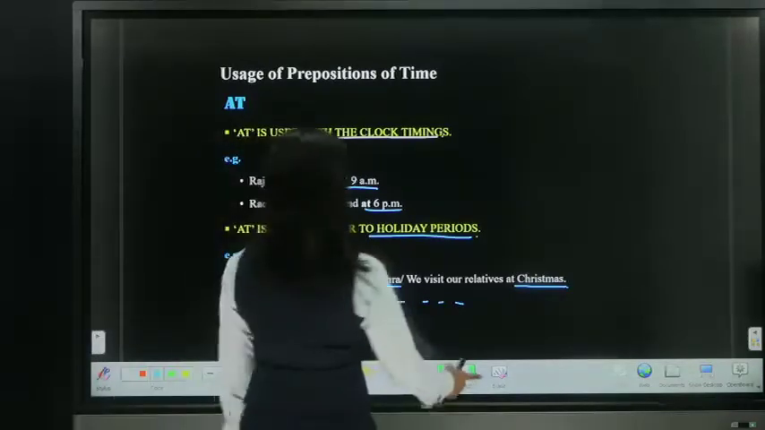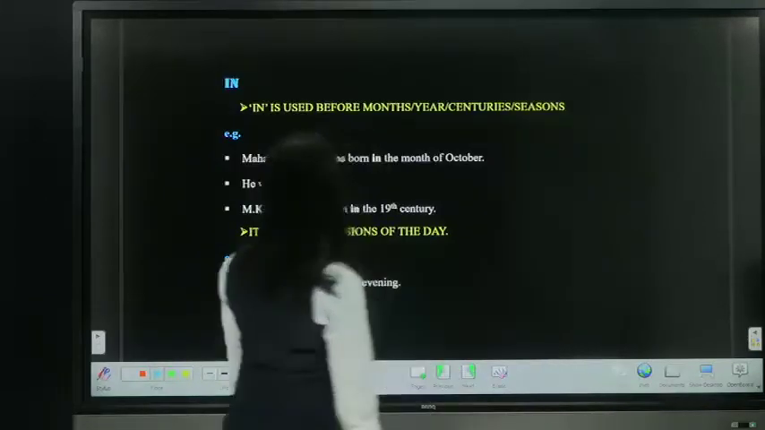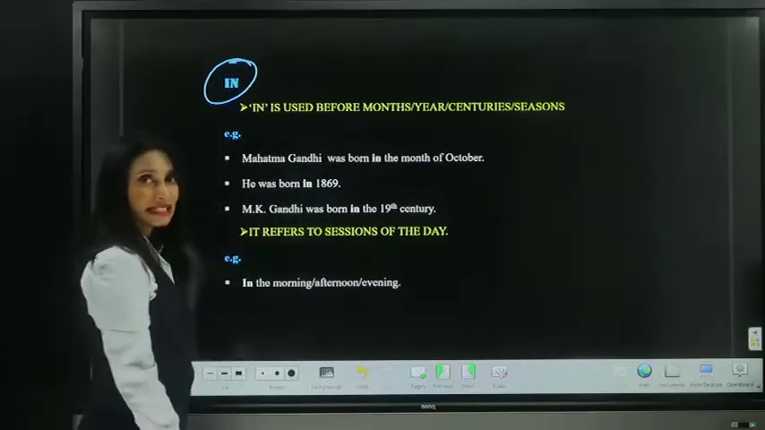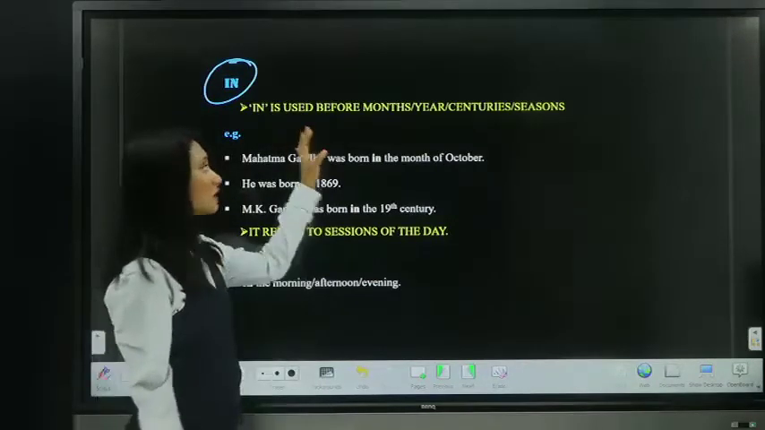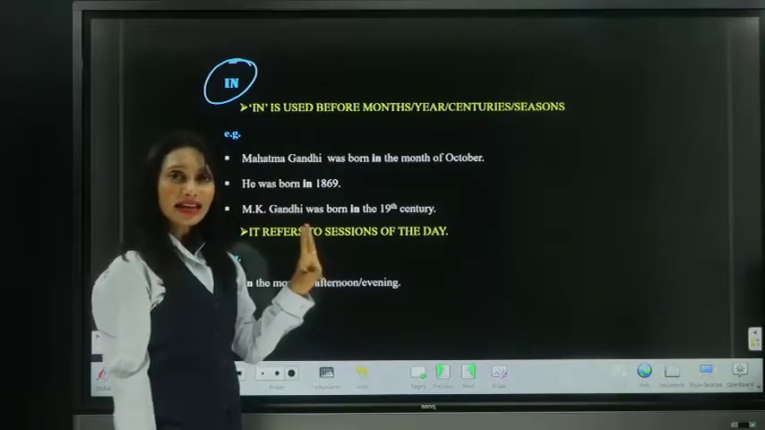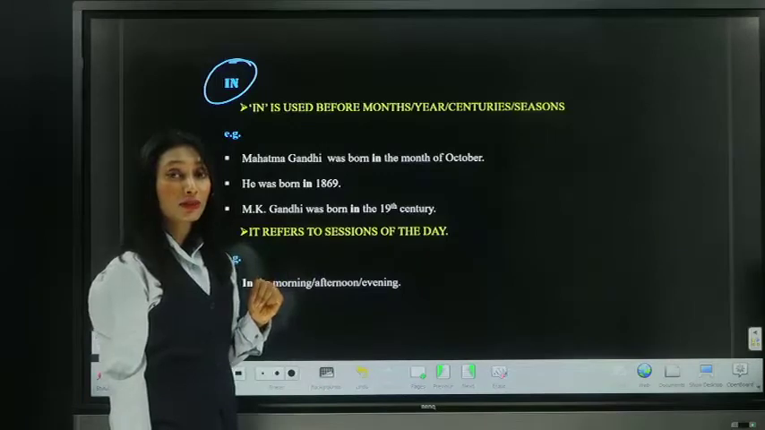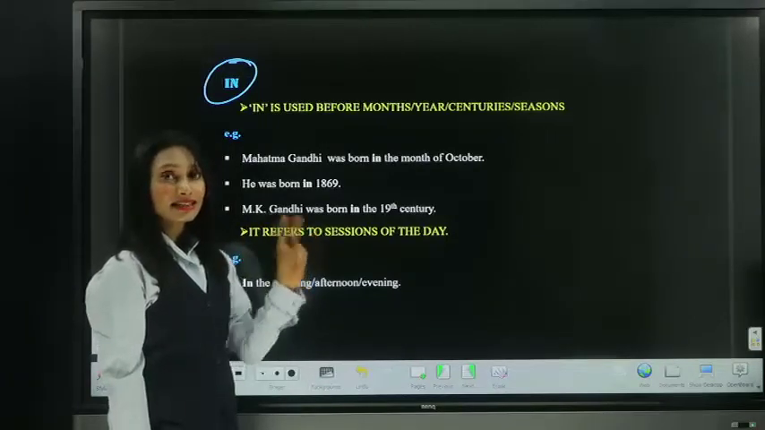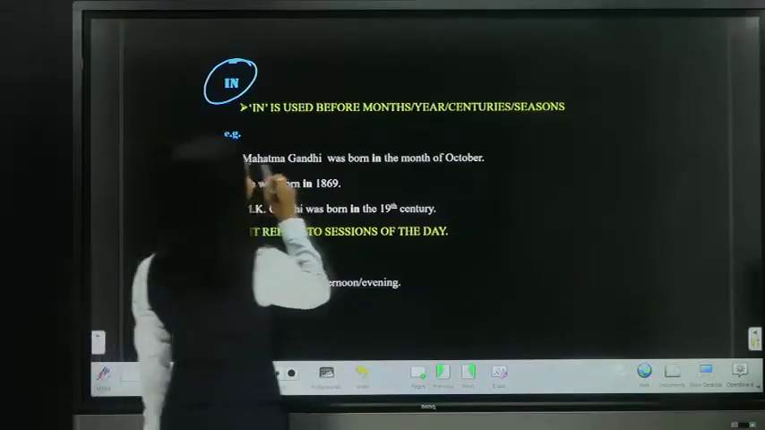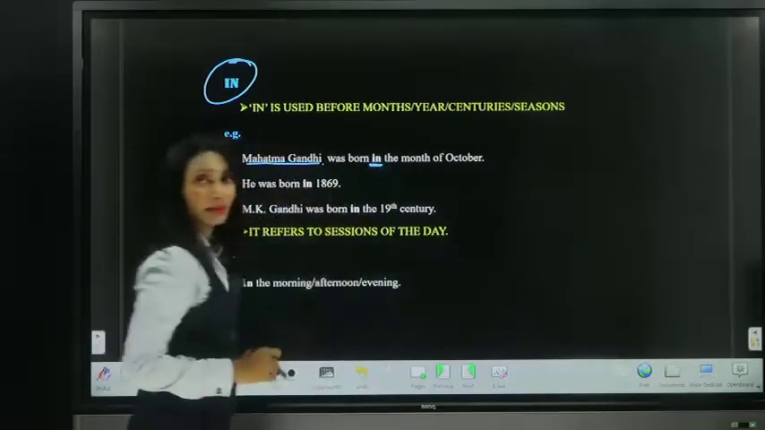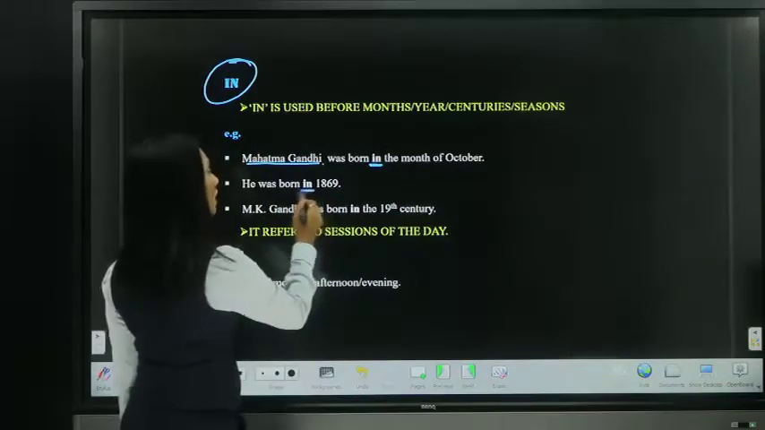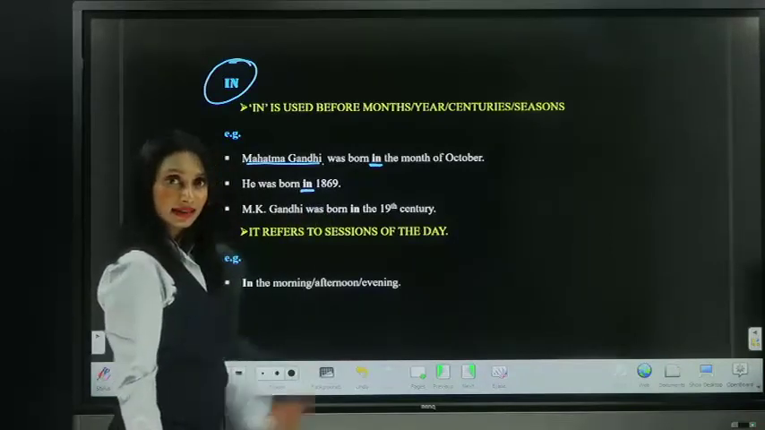Now, let's see the next one. Preposition in. When do we use preposition in? Preposition in is used before months, years, seasons, and centuries. For example, Mahatma Gandhi was born in the month of October. In October month. He was born in 1869 year.